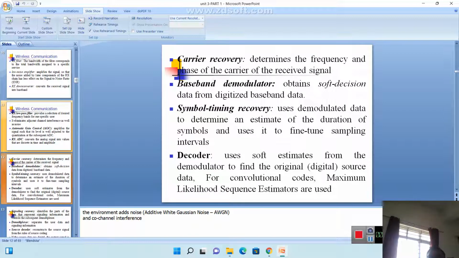Then the baseband demodulator obtains soft decision data from the digitized baseband data. Then symbol timing recovery uses the demodulated data to determine an estimate of the duration of the symbol and uses it to fine tune the sampling times. The decoder uses the soft estimate from the demodulator to find the original digital data, the source data. For convolutional codes, the maximum likelihood sequence estimate is used for the decoder.